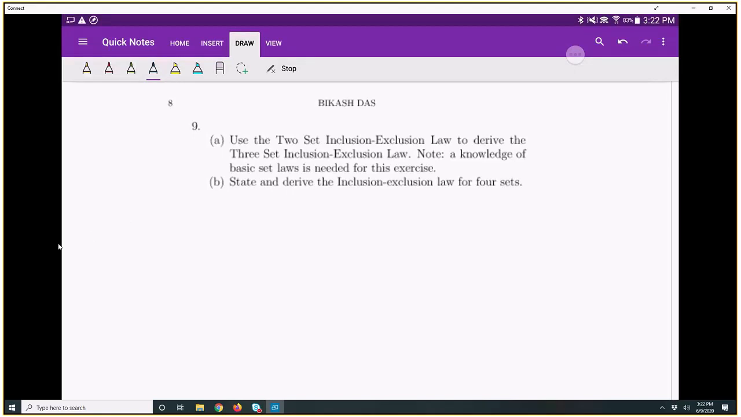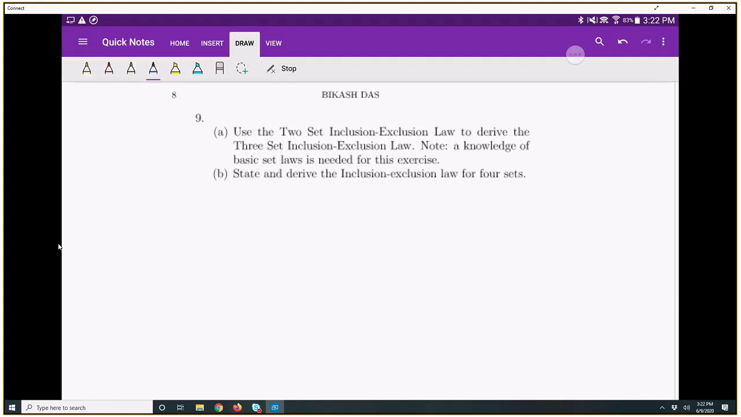In the next exercise, we'll use the 2-set inclusion-exclusion law to derive the 3-set inclusion-exclusion law. So we have the laws in the lecture above, but let's go ahead and see if we can use the 2-set inclusion-exclusion law. So I'm going to write that here, and let's see if we can use it to derive the 3-set inclusion-exclusion law. So the cardinality of A union B is equal to the cardinality of A plus the cardinality of B minus the cardinality of the intersection. That's the 2-set inclusion-exclusion law.